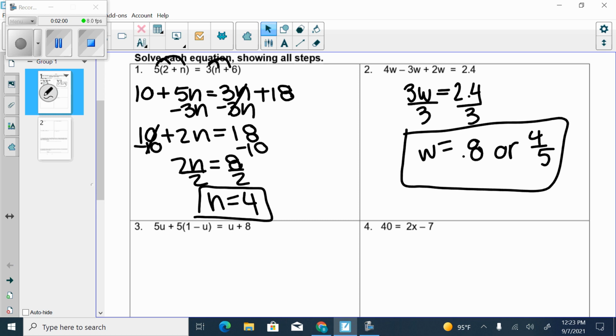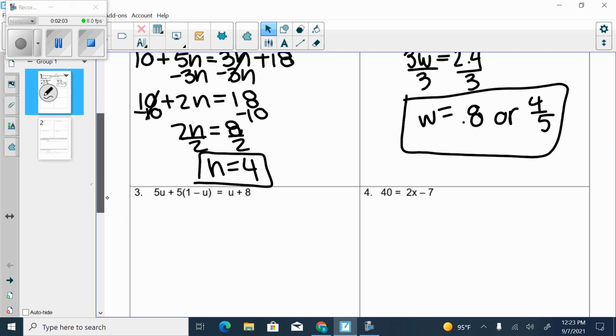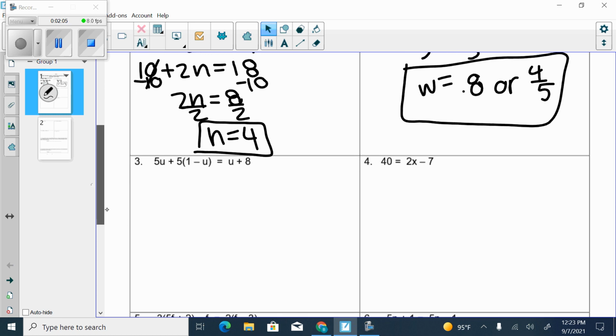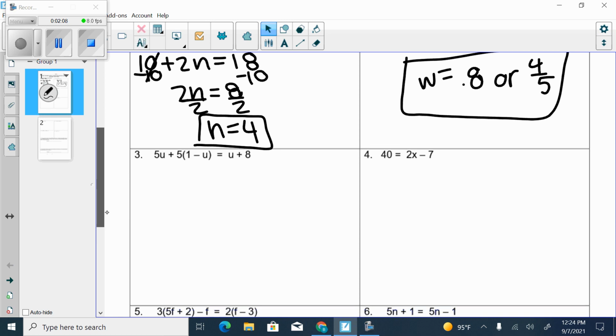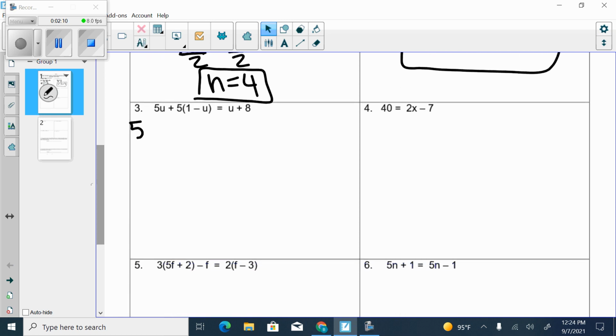Okay? What are we doing first on number 3? Distributing, good. So if I distribute that 5, what are we going to end up with? Good. Right, because I've got a positive 5u and a negative 5u, like he said. Those will just basically cancel each other out. So all I have left on this side is 5 equals u plus h.